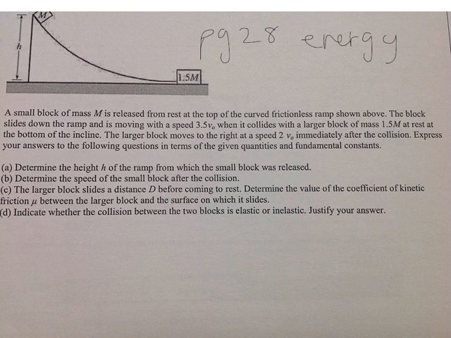So we have a small block of mass m released from rest at the top of a curved frictionless ramp as shown above. The block slides down the ramp and is moving with a speed of 3.5 v naught when it collides with the larger block of mass 1.5 m at rest at the bottom of the incline. The larger block moves to the right at a speed of 2 v naught immediately after the collision. Express your answers to the following questions in terms of the given quantities and fundamental constants. So remember, when they tell you fundamental constants, they're most likely just talking about g.